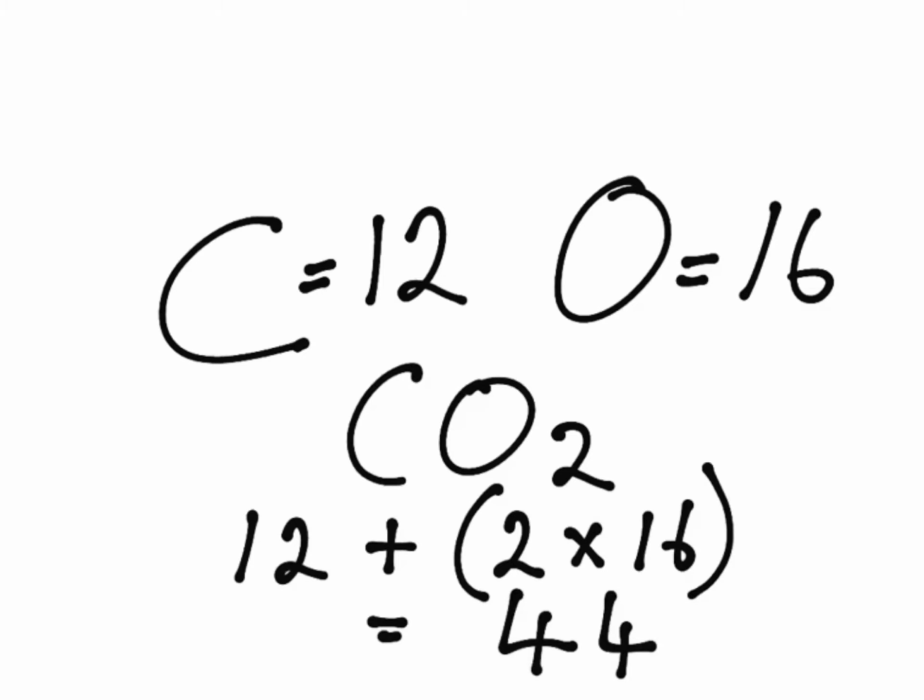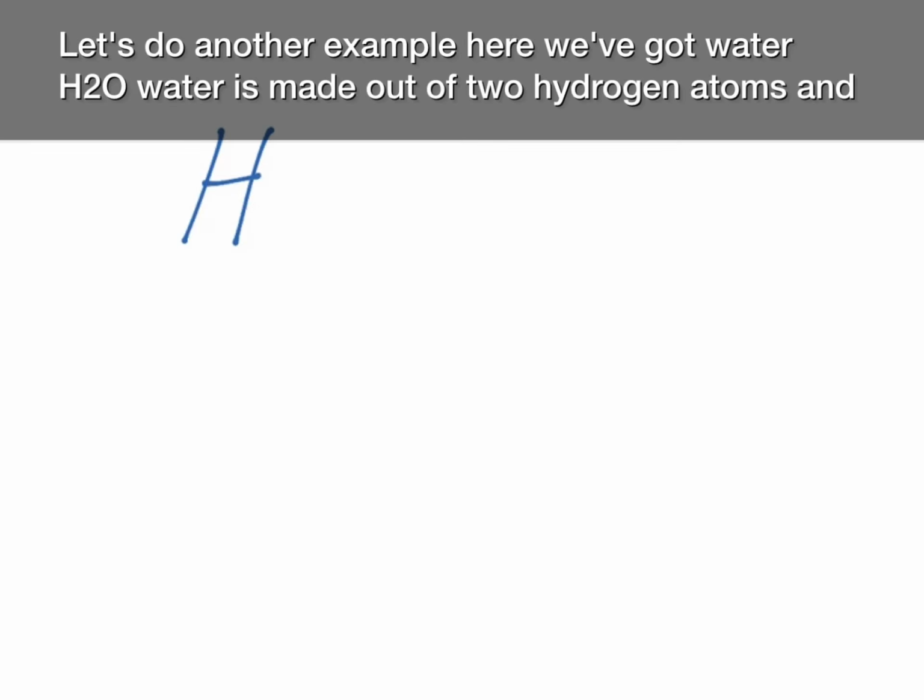Carbon atoms have a mass of 12 and oxygen atoms have a mass of 16. We know there's 1 carbon and 2 oxygens in a molecule of carbon dioxide. Let's add the numbers up. 12 for the carbon, 2 lots of 16 for the oxygen, means the mass of one carbon dioxide molecule is 44. Let's do another example.